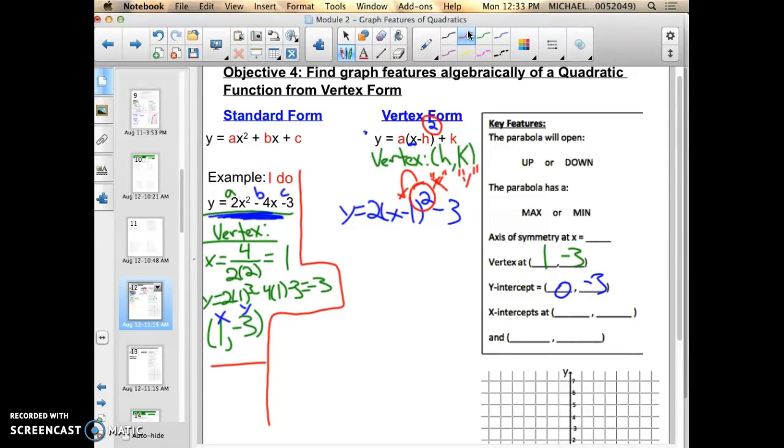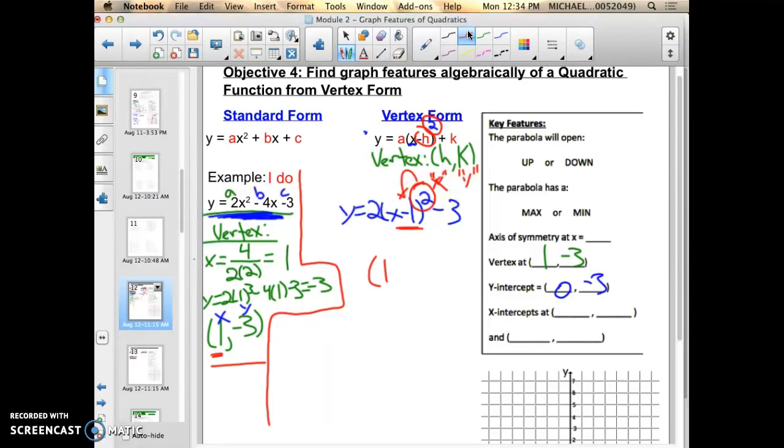So if you notice, in the function 2 times x minus 1 squared minus 3, the h value here is lying to you. It's a negative 1 there, but from the vertex that we found, it's a positive 1. So if you're given a function, and the h value is a negative number, you know that the vertex has to be a positive number. That's the only rule with this. To the left is lying to you. So a number to the left of the power of 2 is lying to you.